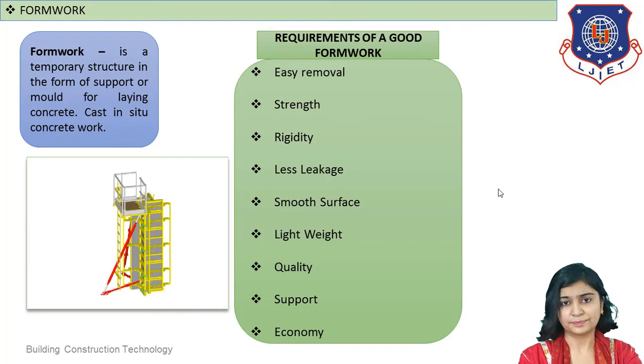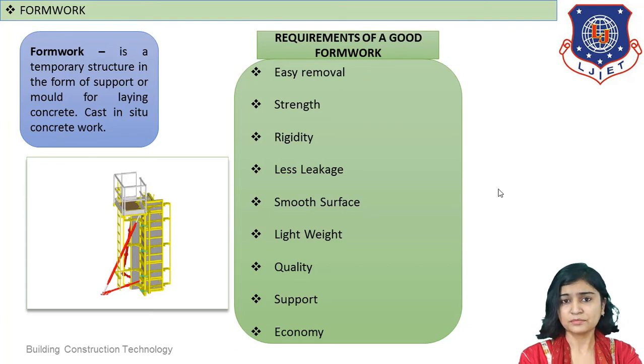Next is strength. It is obvious that strength is important because when you are pouring concrete, let us say for a column, it will undergo bursting stresses due to the concrete. So it should be strong enough to withstand the stresses developed by the concrete. Next is rigidity. It should be rigid enough that when the concrete is poured, it does not move from its place. It is clamped, it is rigid properly.